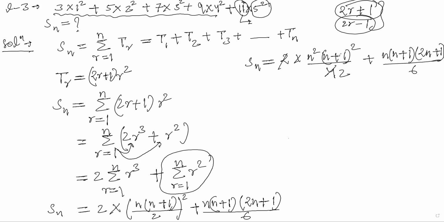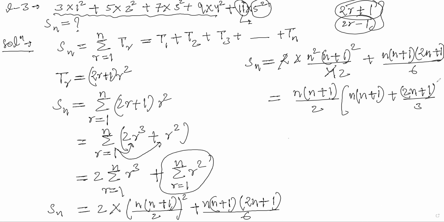We can take n plus 1 common from both of them as well as 2 common. So n plus 1 divided by 2 is common. What we are left with is n into n plus 1 here, because we have already taken one n plus 1 and 2. So we are left with n and n plus 1. And here we got 2n plus 1 divided by 3. So it would be n plus 1 divided by 2, and this is n square plus n.